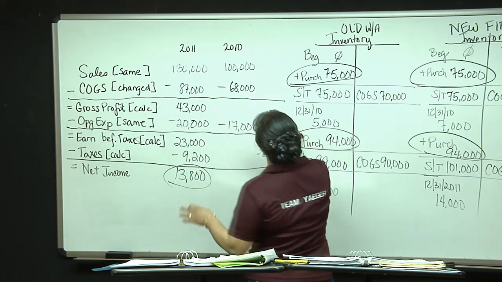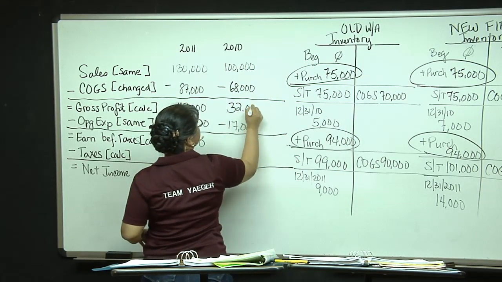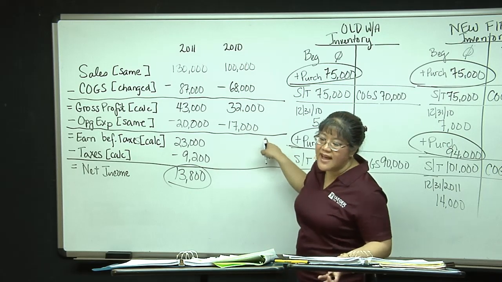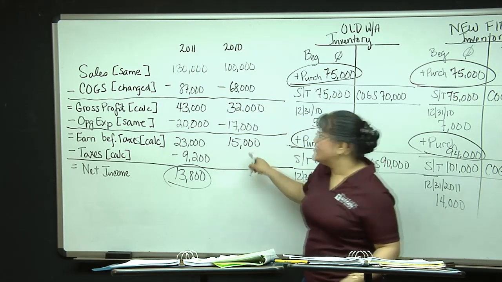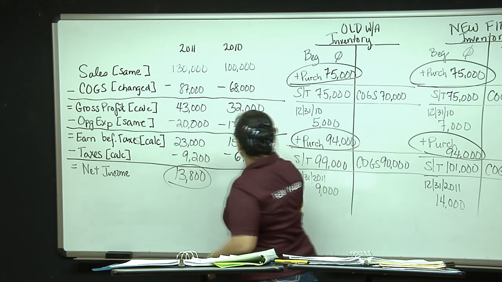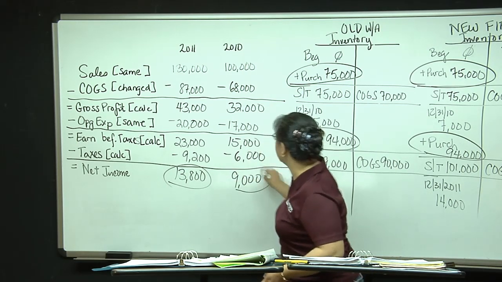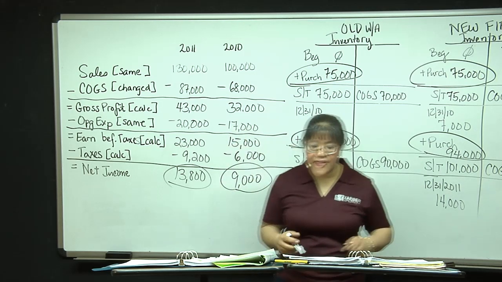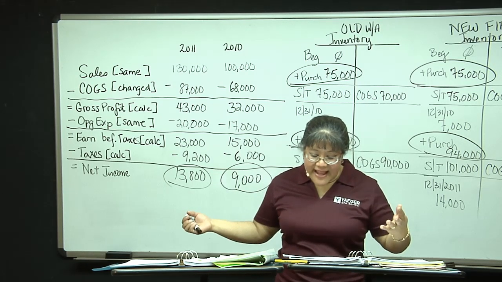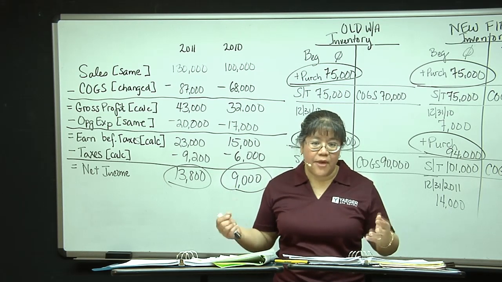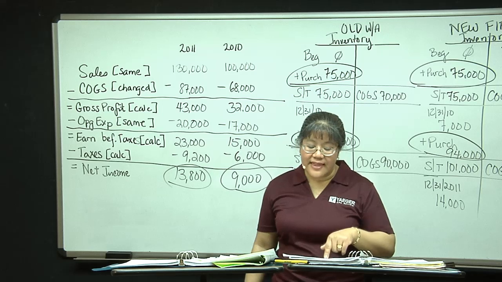Now let's do it over here. 100,000 minus the 68,000 is going to give me 32,000. 32,000 minus 17,000 is going to give me 15,000. 40% of the 15,000 is going to give me 6,000. And 15,000 minus 6,000 is going to give me 9,000. So I've now calculated my net income for 2010 and my net income for 2011. Now that we have our net income, we could also calculate our retained earnings. When I come back, I'm going to show you how to fill out the bottom section.